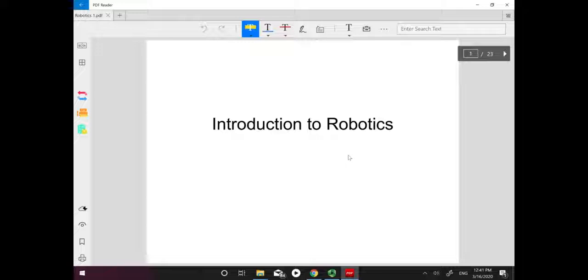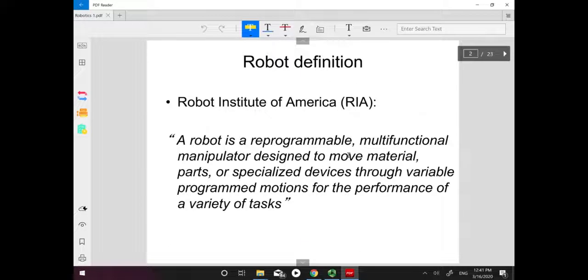I guess today is going to be fun, and we will have an introduction to robotics. We have been talking about robotics for a long time, so what is the definition? Based on the RIA, the Robot Institute of America, a robot is a reprogrammable multifunctional manipulator designed to move material, parts, or devices through variable programmed motions for the performance of a variety of tasks.